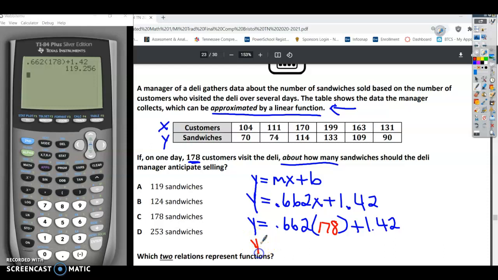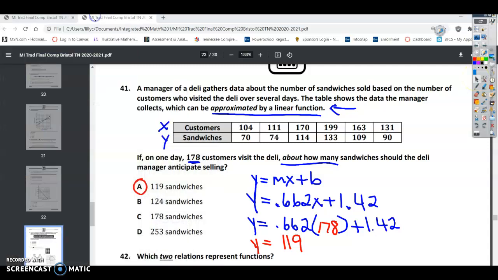119 sandwiches. We know we don't have like a 0.25 of a sandwich, so we're just going to round that, and that's going to be A. So this is saying that in one day, if there are 178 customers, they're going to sell about 119 sandwiches based on this linear model, given the previous data from these other 6 days. All right, so the answer to number 41 is A.